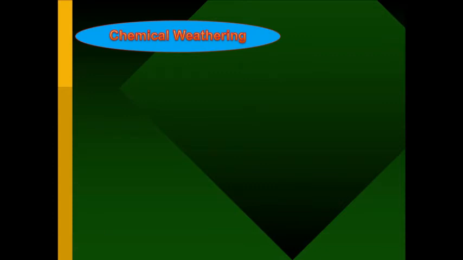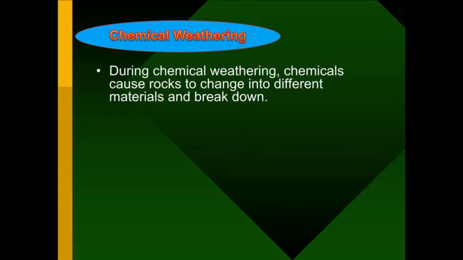Let us know more about the types of weathering. The first one is chemical weathering. During chemical weathering, chemicals cause rocks to change into different materials and break down. For example, rainwater mixes with carbon dioxide in the air to form a weak acid. When it rains, the acid combines with the rock material to form a new chemical. Gradually, the new chemical breaks down the rock.